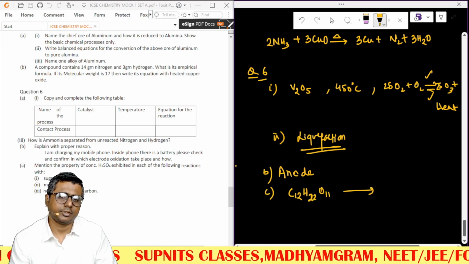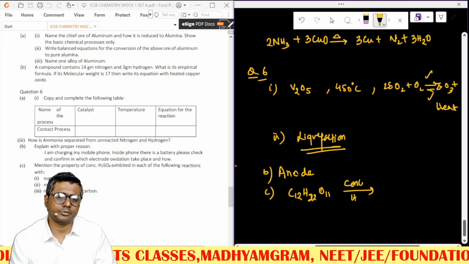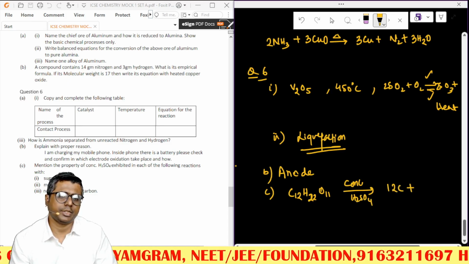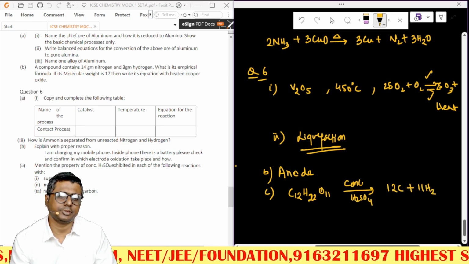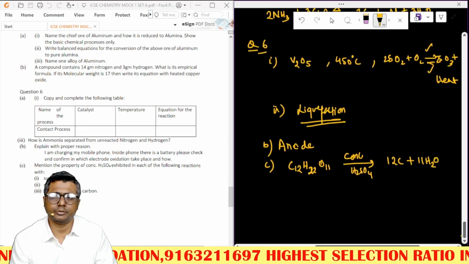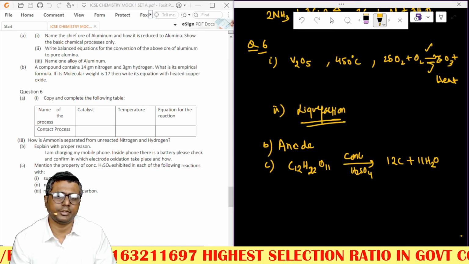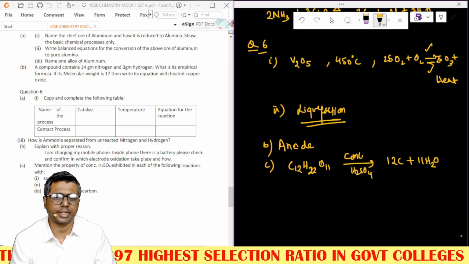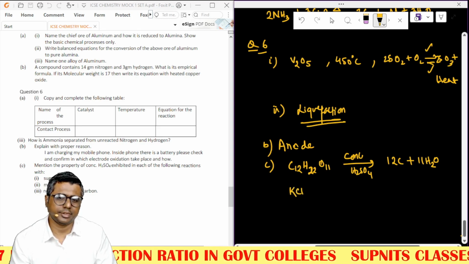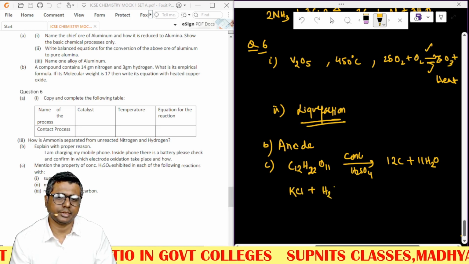C12H22O11, concentrated H2SO4, gives 12C plus 11H2O. See, just simple reactions have been given. The reactions which are there in the syllabus: metallic chloride, so we can take any metallic chloride. Okay, now I'll take KCl. The reaction you have already done, with concentrated H2SO4.